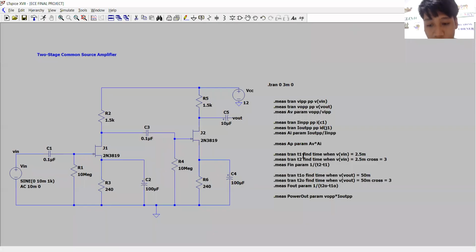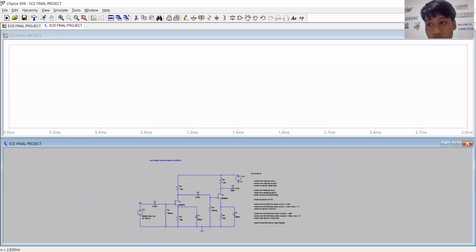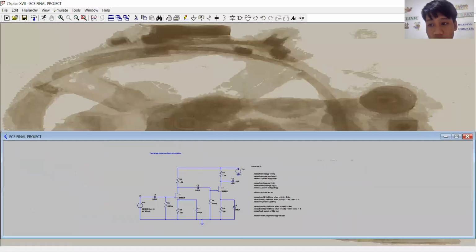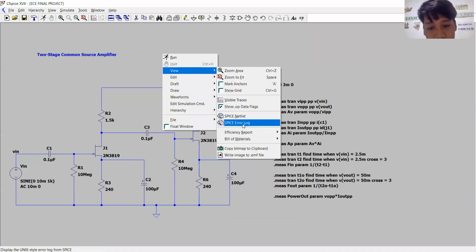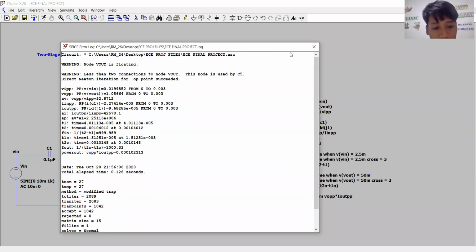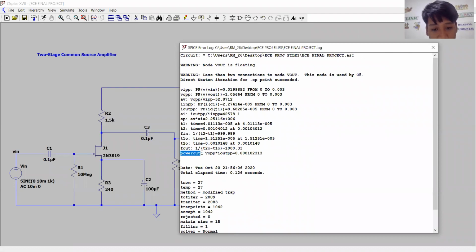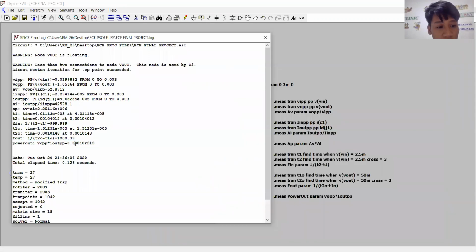So for the power out, this will be the command that will be inputted. And to see the power for the circuit, we will run and then view the spice error log. And with that, here we will see the power. This is the power for the circuit. Yes, that's the power.